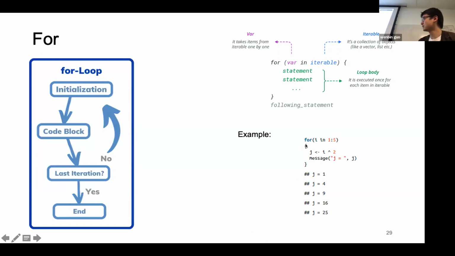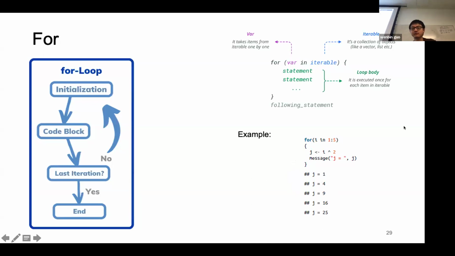Here is a small example. You can construct a for loop where i is our iterable variable, and in 1 to 5, this will generate a vector for us from 1 all the way to 5. For each of them, we compute j, which is i squared, and then just print out the values. This will ideally give us 1, 4, 9, where 4 is 2 squared, 9 is 3 squared, etc.